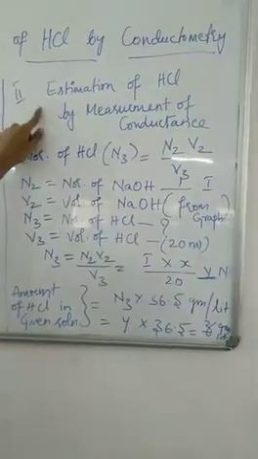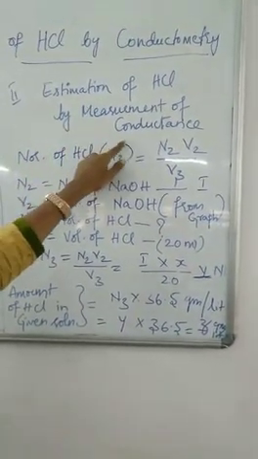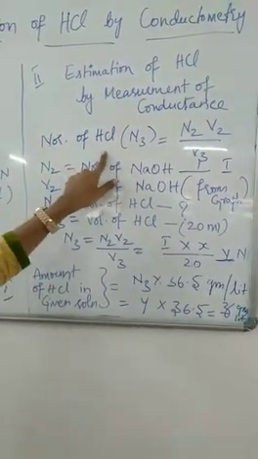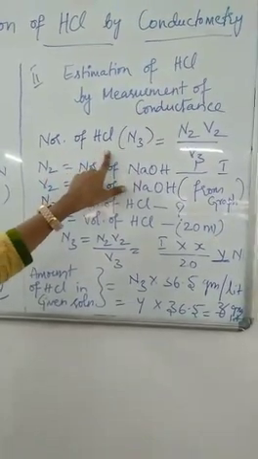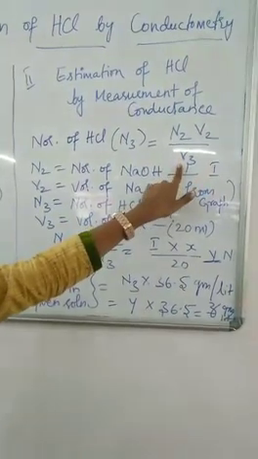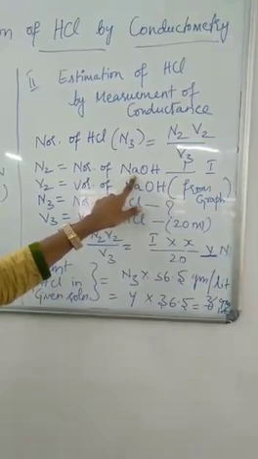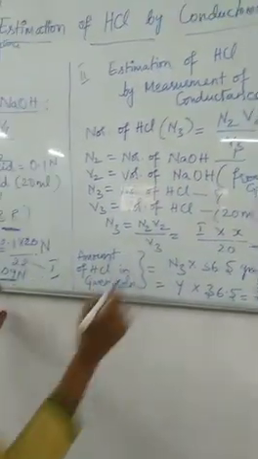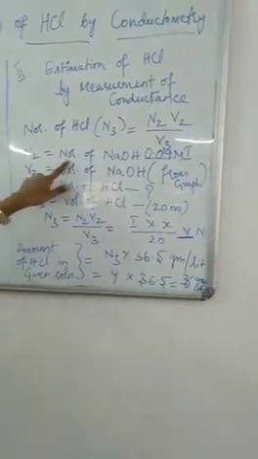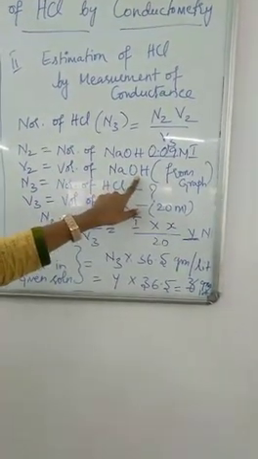Okay, second step: estimation of the amount of HCl by measurement of conductance values. The formula we are using for the normality of HCl, that is N3, is N3 equal to N2V2 divided by V3. Here N2 is the normality of sodium hydroxide, calculated from the first step, which is 0.09, and V2 is the volume of sodium hydroxide.